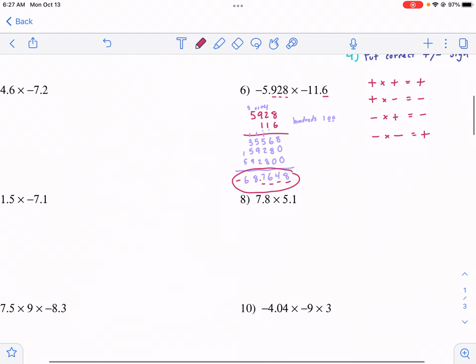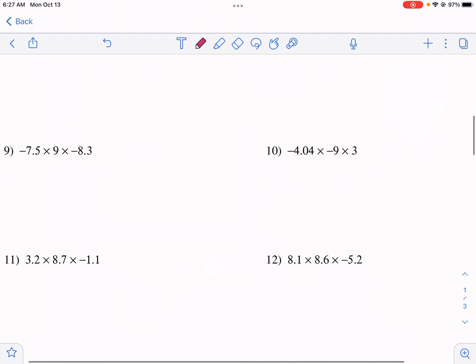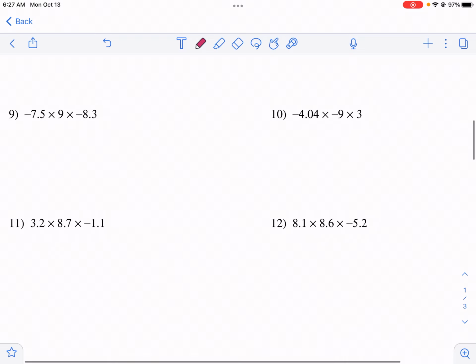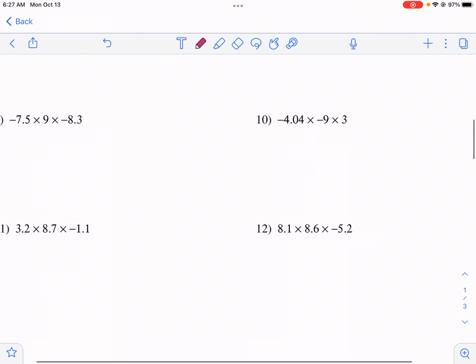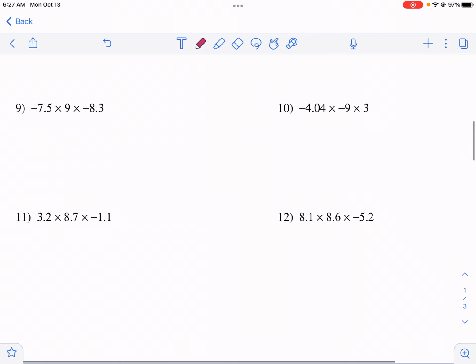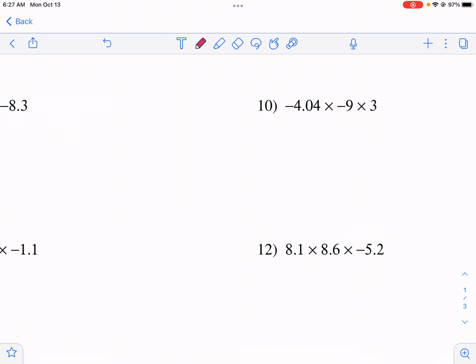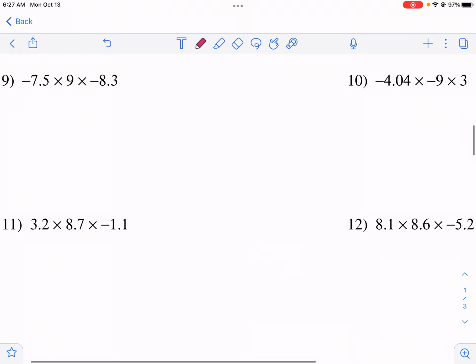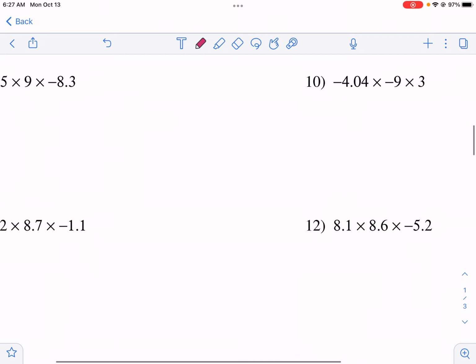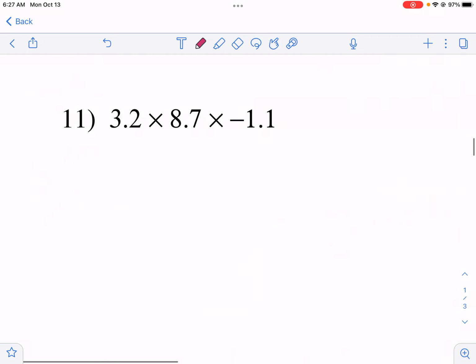Okay, maybe do one more that's got 3. So let's go ahead and do number 10. Actually, let's do a tougher one. Let's do number 11. So number 11, it looks difficult, but what you're going to do is 2 numbers at a time only.